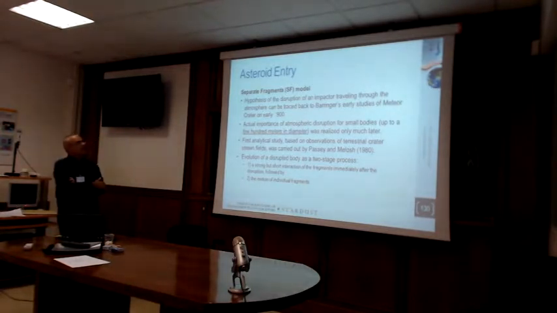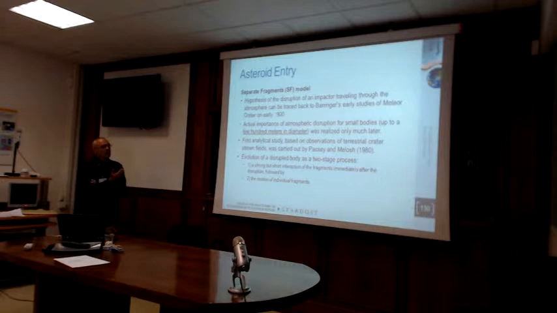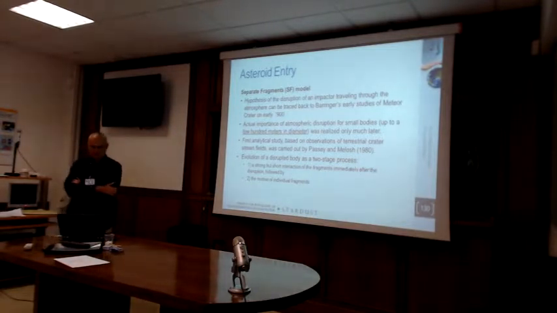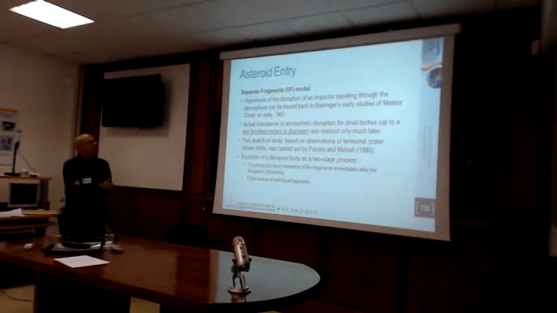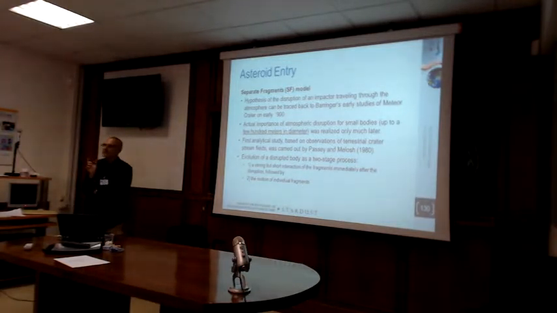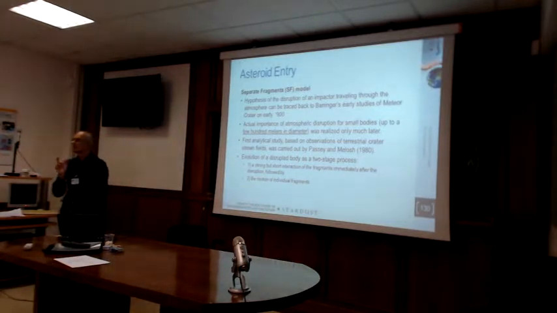The first analytical study based on observation of evidence on Earth was done by Passey and Melosh in the 80s, and they developed the first model, which was afterwards called separate fragments. What they recognized was that there is a strong but short-in-time interaction between the fragments immediately after they separate, and then they move individually as individual fragments. This is what they tried to model.